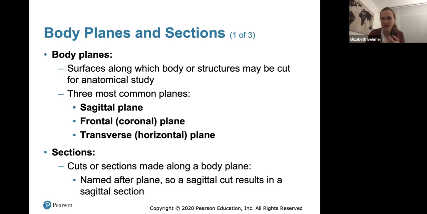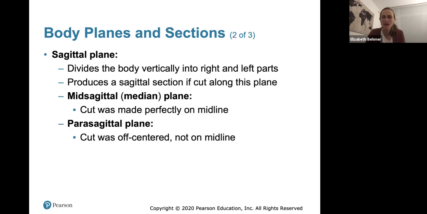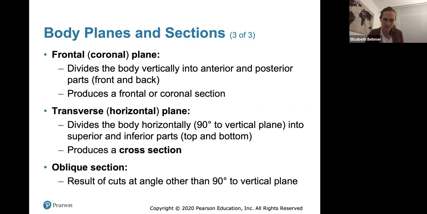A section is a cut made along the body plane, and it's always named after the plane. So a sagittal cut will result in a sagittal section. And I'll show pictures of this. A sagittal plane divides the body vertically into a right and a left part. It can produce a sagittal section if cut along this plane. You can have a mid-sagittal plane right down the midline or a parasagittal plane that's slightly off center. And I'll show a picture after we get through all of them.